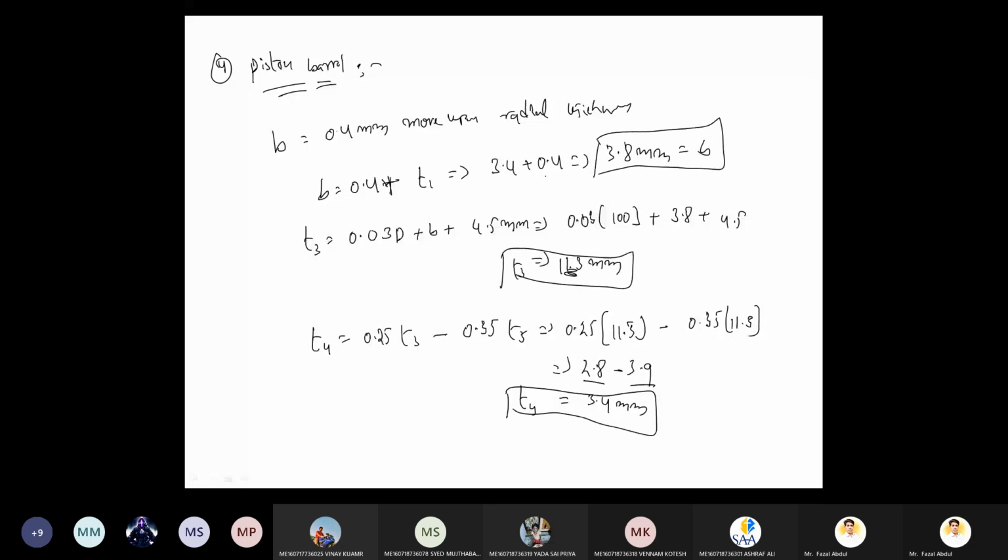Okay, this is the fourth. Now the fifth one is the piston skirt. So the piston skirt.